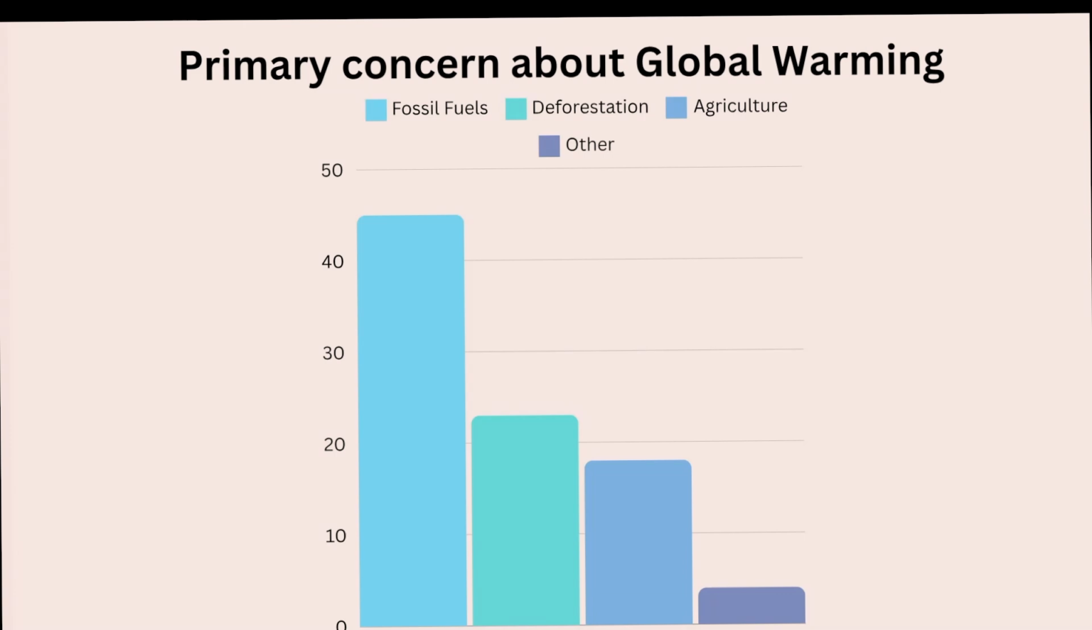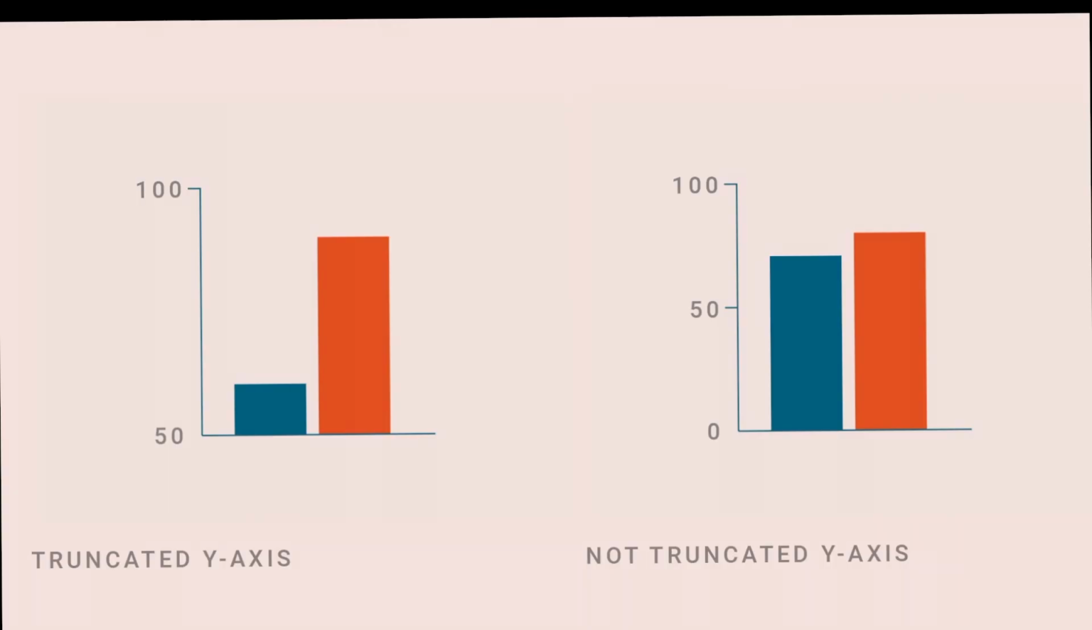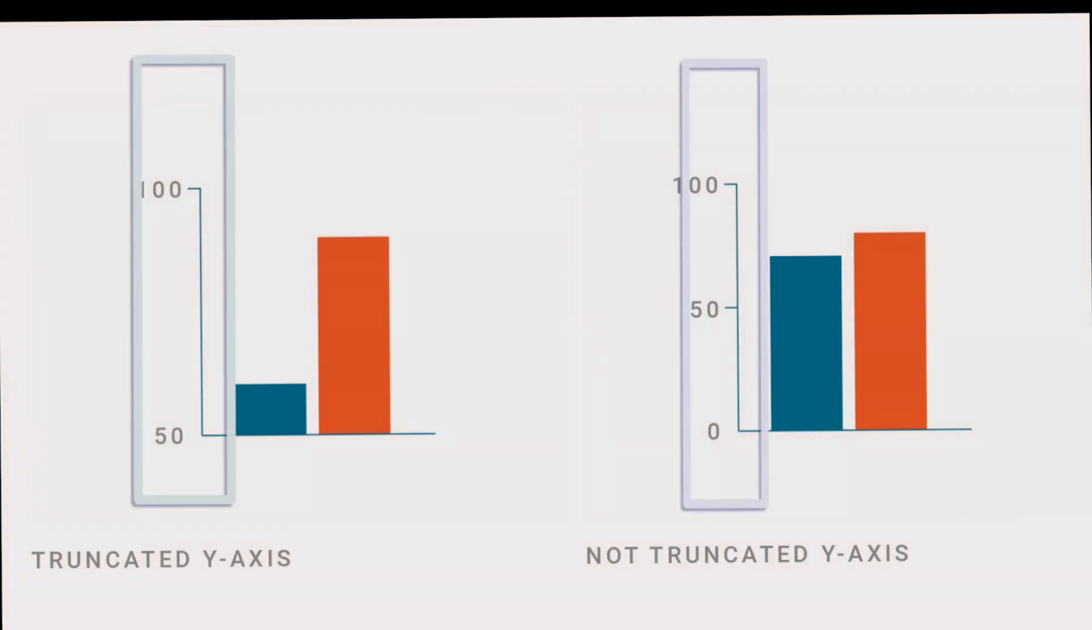Super simple. But be careful. Sometimes graphs can be misleading. For example, if the y-axis doesn't start at 0, it can exaggerate the differences between categories. Always check the scale and make sure the data is represented accurately.